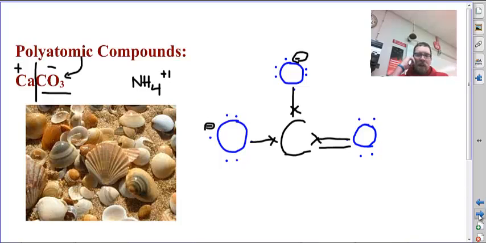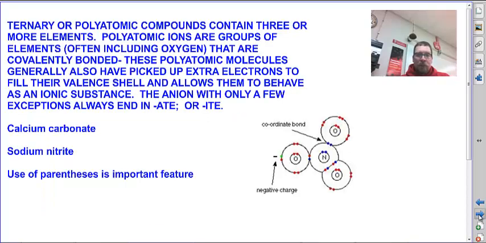And they do that just to add variety. Okay? So ternary or polyatomic compounds contain 3 or more elements. Polyatomic ions are groups of elements, often including oxygen, that are covalently bonded, and they've also picked up extra electrons to fill their shells, and that allows them to behave.